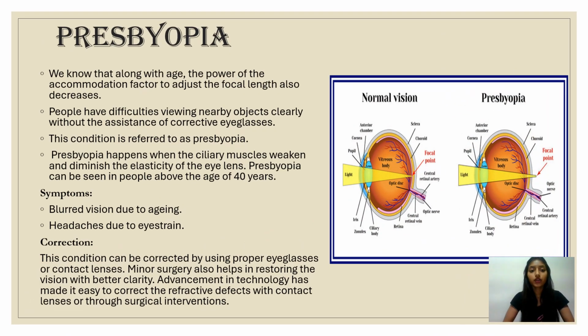Presbyopia. We know that with age, the power of accommodation to adjust the focal length also decreases. People have difficulty viewing nearby objects clearly without the assistance of corrective glasses. This condition is referred to as presbyopia. It happens when the ciliary muscles weaken and the elasticity of the eye lens diminishes. It can be seen in people above the age of 40 years. Symptoms: blurred vision due to aging, headaches due to eye strain.